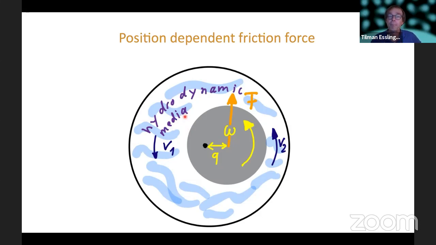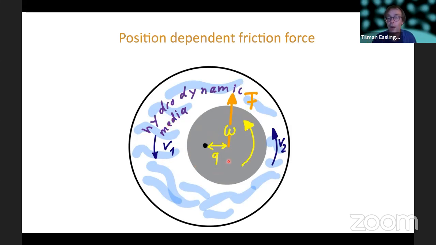And the nice thing, one can also come up with a mechanical model for it, because these equations describe a position dependent friction force. Usually friction forces are not position but velocity dependent. But imagine you have a hydrodynamic medium in a cylinder, and you have a rotating shaft in the cylinder.